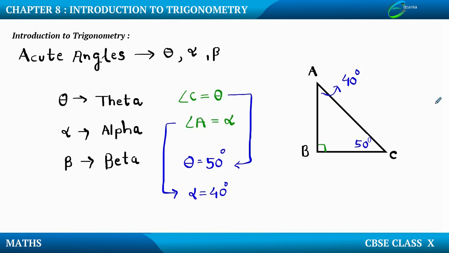So these are some of the notations that you'll come across when we'll solve the sums based on trigonometry. So alpha, beta, theta, they are nothing but angles. They are generally considered as the acute angles. And again, trigonometry is applicable only in right angle triangles. So all the sums that will be there, they'll be based on right angle triangles only.